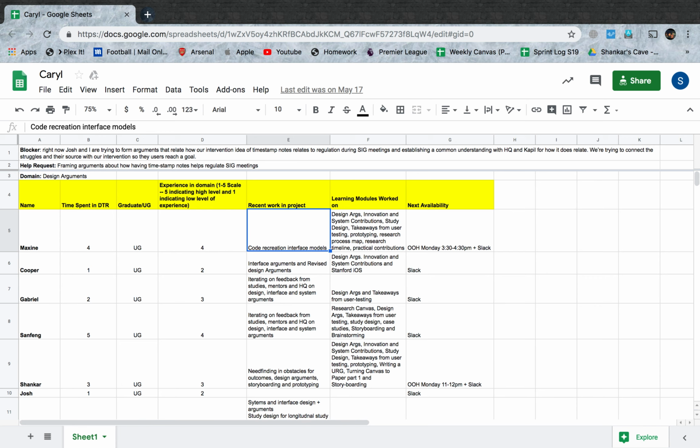Recent work in their project, which is taken from their sprint log. The learning modules they've worked on, taken from the individual progress map. And the next, availability. So only a few people had official availabilities from open office hours that they run in the community. The rest are noted as Slack, so users can reach out to them.